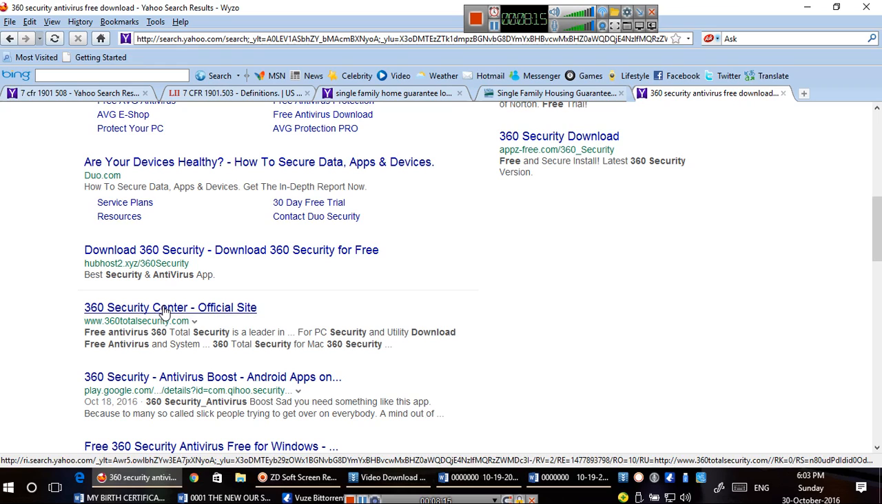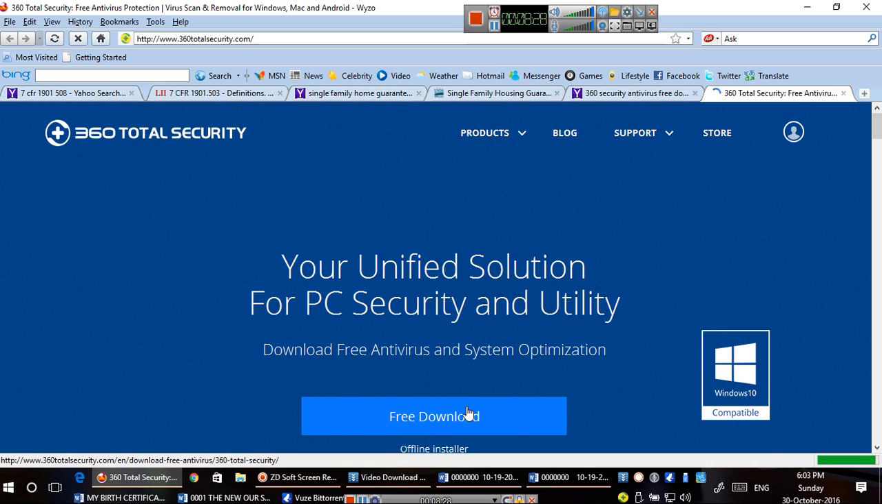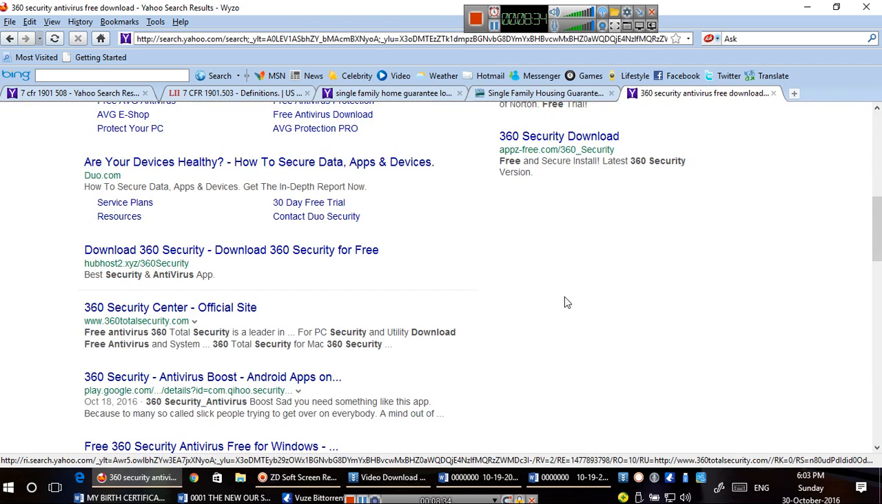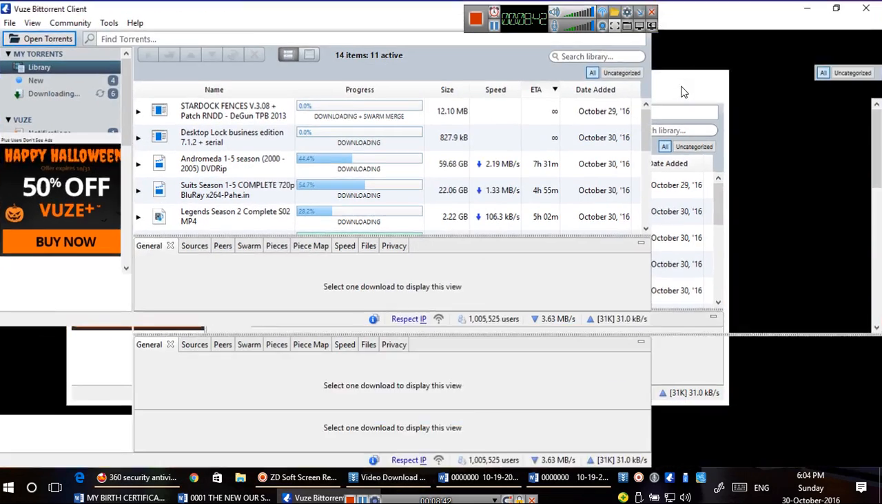This is 360. I'm sorry, somebody just came by waving at me and they see that I'm doing the video. Alright, this is 360 total security. This is their official site right here. Okay, you see, free download. Ladies and gentlemen, 360 comes with several softwares included. So let's say I got Voos. This is Voos.